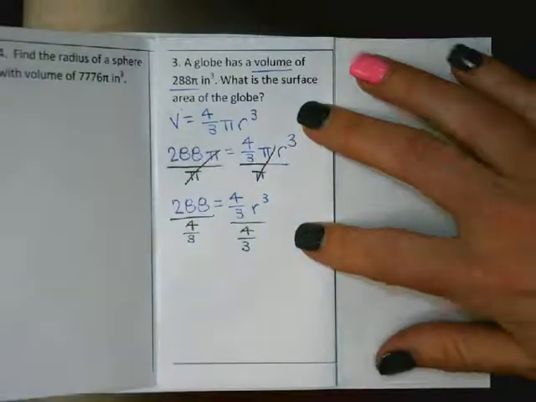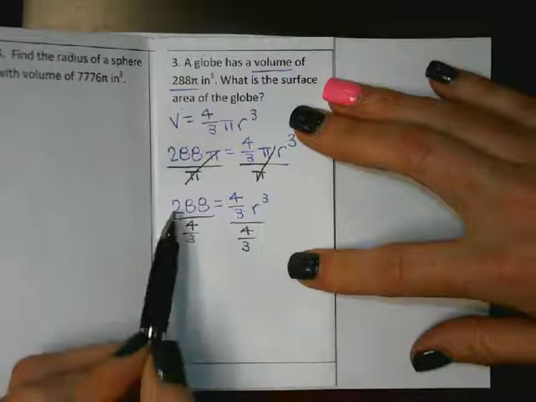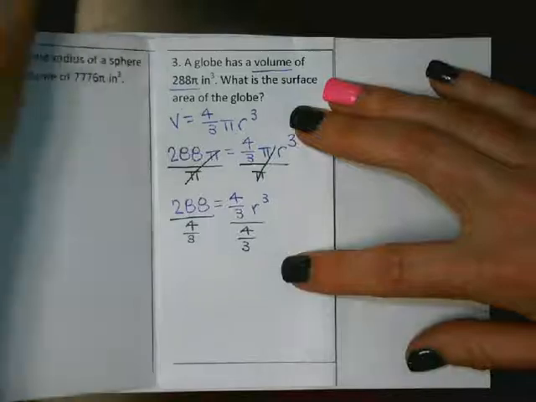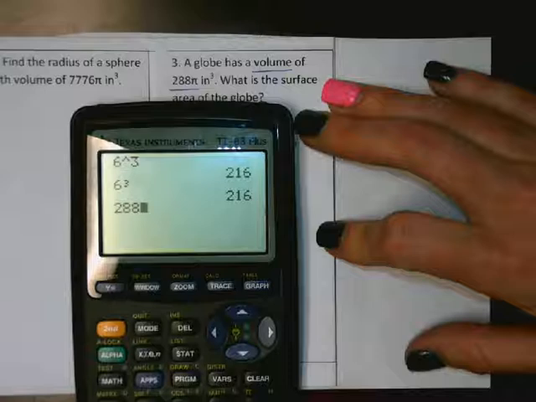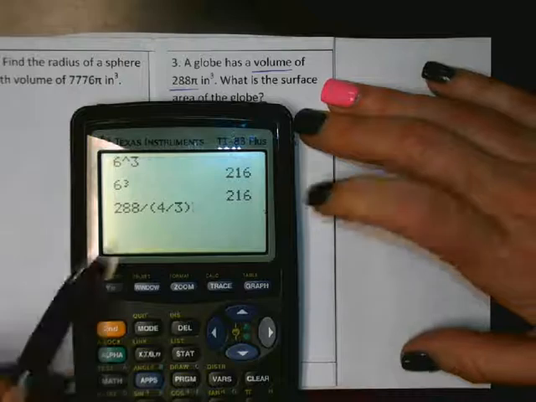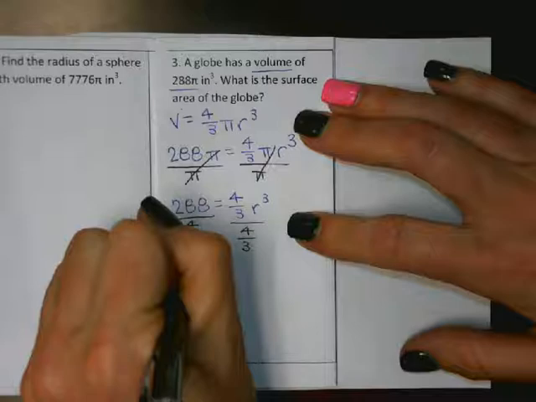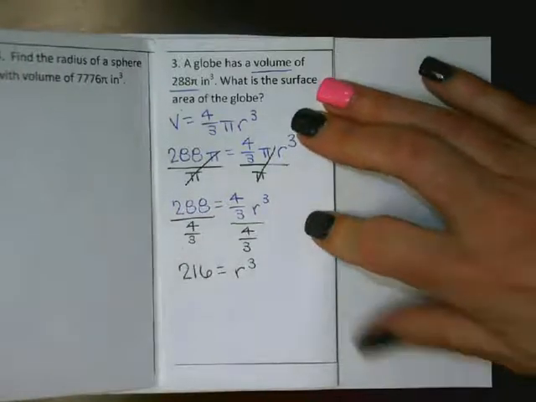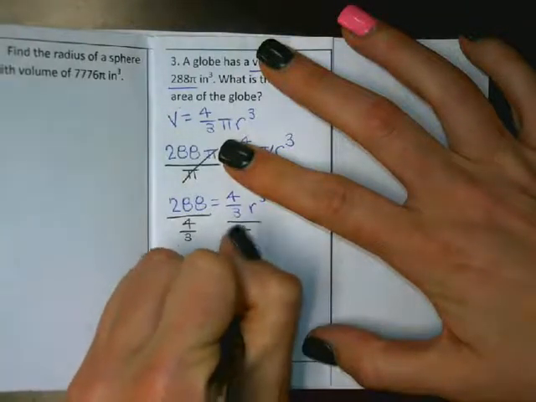And if you can remember your fractions, dividing with fractions, remember the leave, change, flip. So this really means 288 times 3/4. Or in my calculator, I like this calculator, 288 divided by parentheses 4/3. And it'll do it for me. I don't even have to remember leave, change, flip. And I get 216 equals r cubed. All right, if you don't know all your cube roots, in order to get r by itself, I will have to take the cube root.